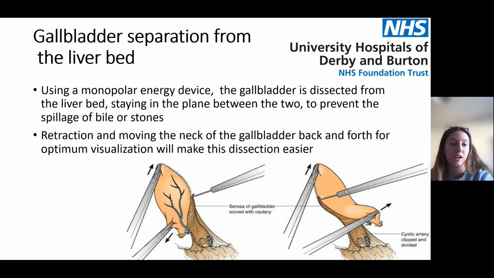So next step, the gallbladder is separated from the liver bed. This is done using a monopolar energy device. The gallbladder is dissected from the liver bed, and it's really important to stay in the plane between the two. Firstly, because these planes are mostly avascular, so there won't be much bleeding, and you need to make sure that you're not puncturing the gallbladder itself. Otherwise, you might get a spillage of bile or stones coming out. If that does happen, you just need to remove these from the surgical field and clean it out. Retraction and moving the neck of the gallbladder back and forth will give you better visualization to make the dissection easier as well.